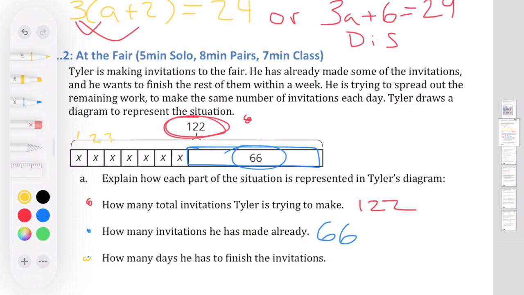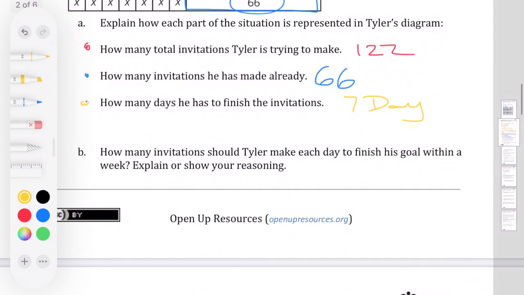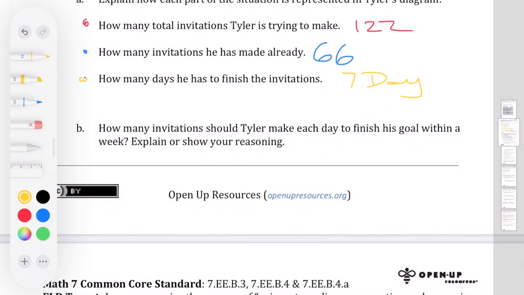1, 2, 3, 4, 5, 6, 7, and that matches up. So he has 7 days to make those invitations. So part B is where I'm going to let you try to solve this first, but we're going to read over part B and C and D.